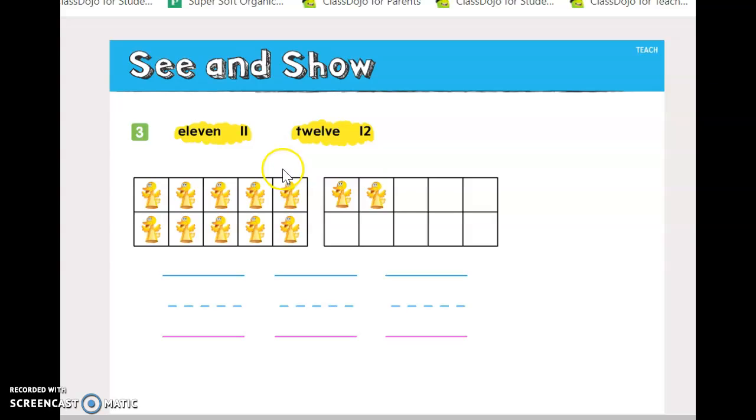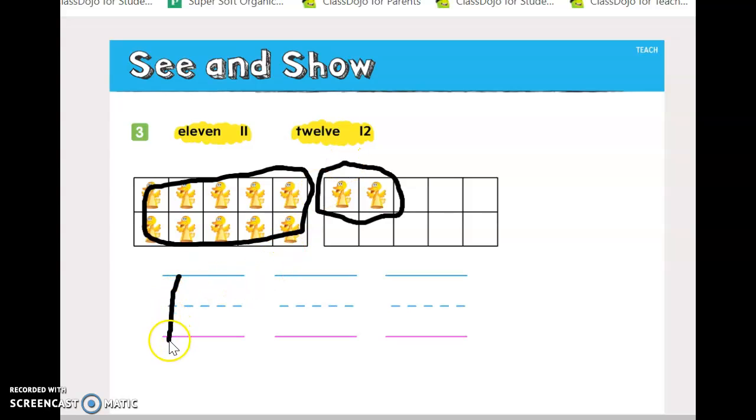And I'm going to go ahead and circle this. This is your one group of 10. And I'm going to circle this because this is your group of 2 leftovers. And the way, again, we write that is with a 1 and a 2.